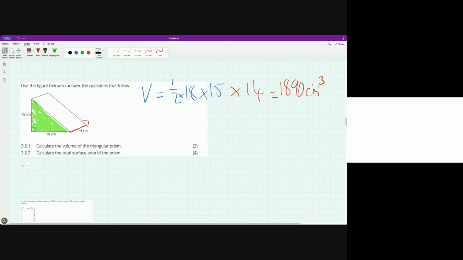So let me go over why this is the case. Imagine you want the volume of a triangular shape: you've got a front triangle like we've just got, and then more and more triangles behind it. That's why you need to multiply by the 14 to get the depth of the shape.